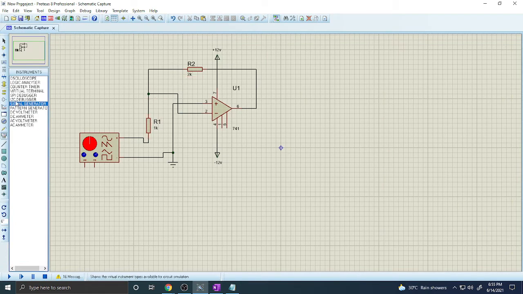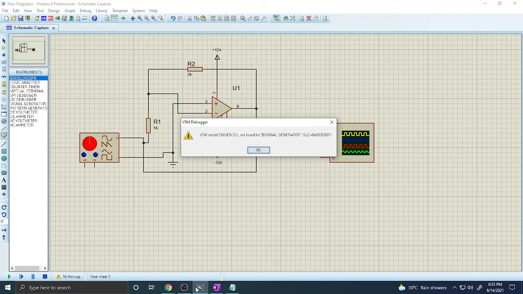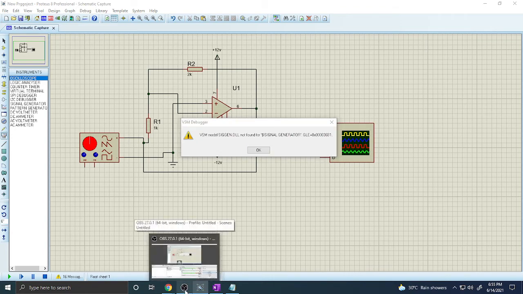Now we connect one CRO, that is a cathode ray oscilloscope, or we connect a digital storage oscilloscope, taken from here. The yellow line is connected to the output and the blue line, the two channels are connected, and run the simulation. First save it and then run the simulation. There is some problem with the DLL.